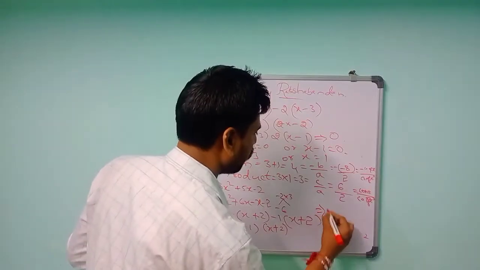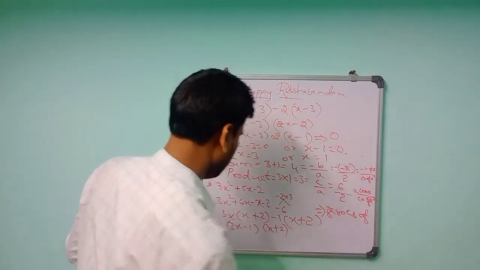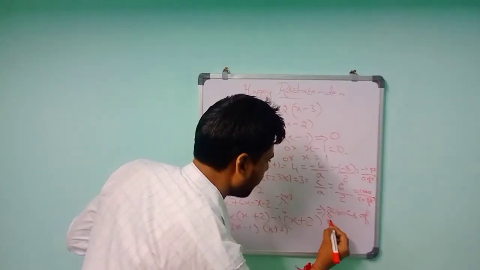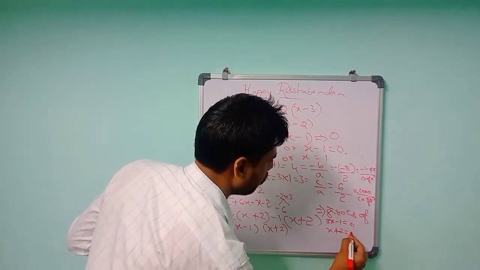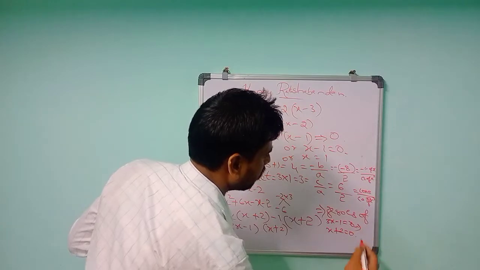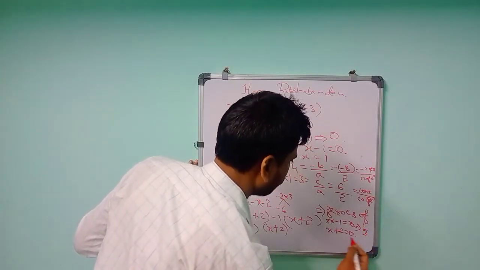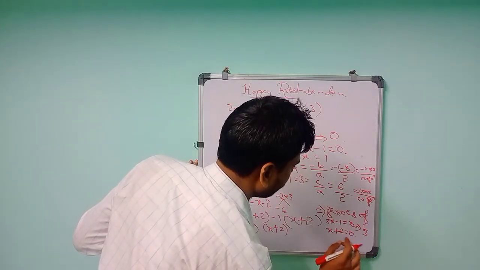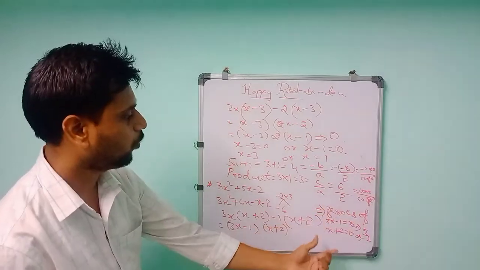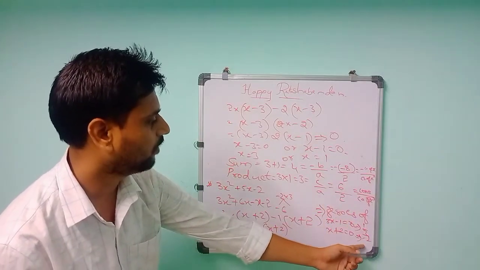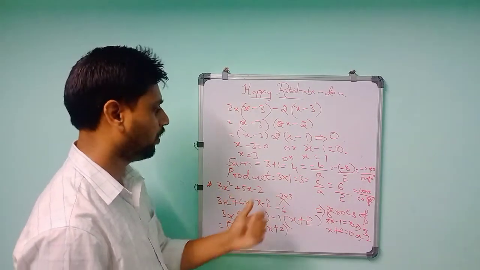So the zeros of the polynomial will be where 3x minus 1 is equal to 0 and x plus 2 is equal to 0. If you take this one, 3x is equal to 1, so x will become 1 by 3. And from the other side, x is equal to minus 2. So the zeros of the polynomial are at x is equal to 1 by 3 and minus 2, where the graph intersects the x-axis for the equation 3x square plus 5x minus 2.